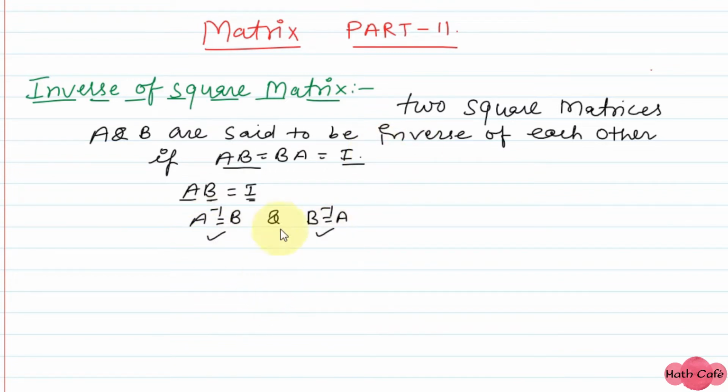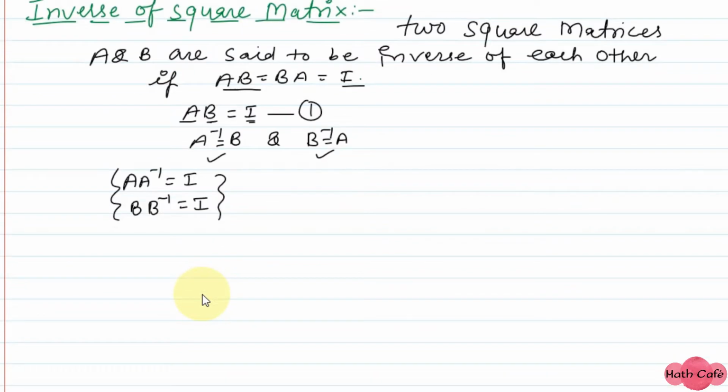Hope you understand this. So if I put value of B in this equation, then I will get here that A inverse will be identity matrix and B inverse will also be identity matrix. Alright, hope you understand this.